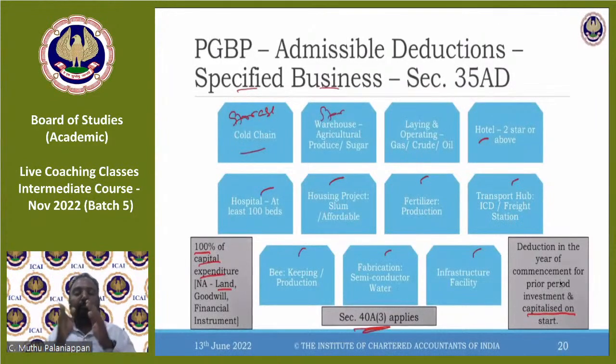If I'm buying a building this year, I'm eligible. Next year, I'm buying a plant and machinery, I'm eligible. So only if I'm actually investing in some capital expenditure, I'm eligible. So for every year, I'm eligible, provided I've invested something in capital expenditure. Only if I've invested, I'm eligible for deduction. Otherwise, there is nothing that is eligible.